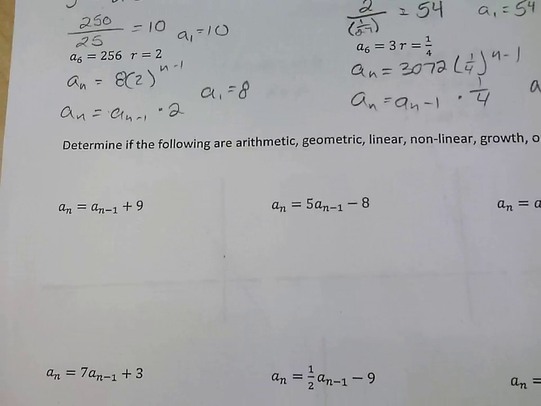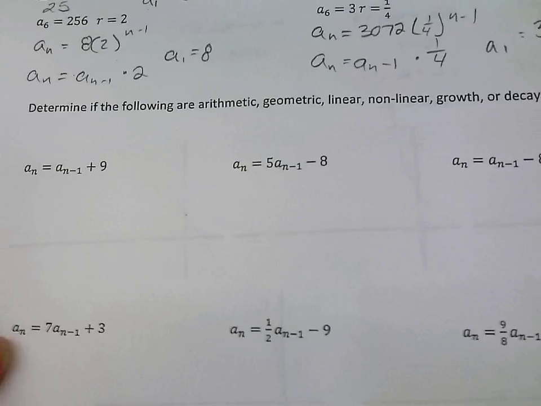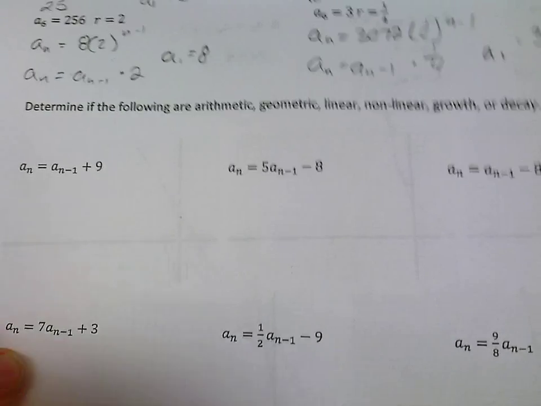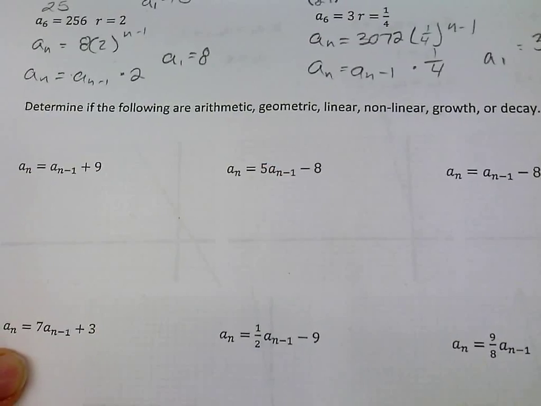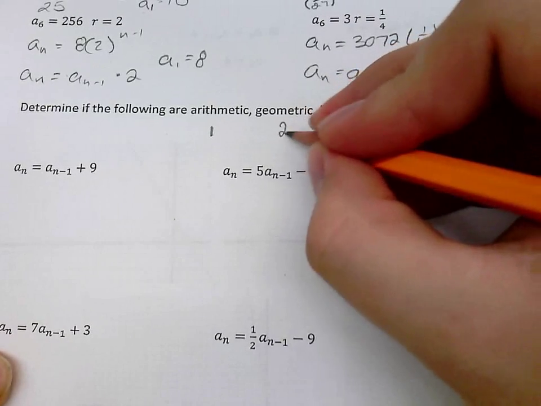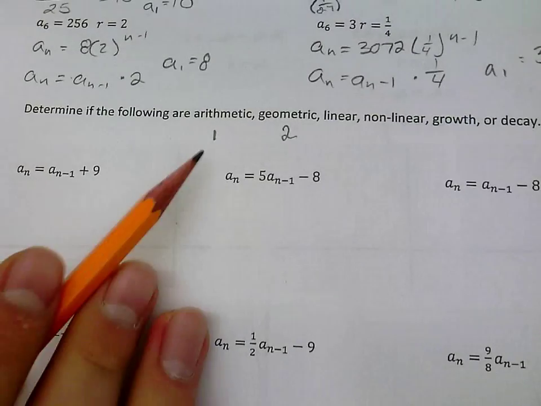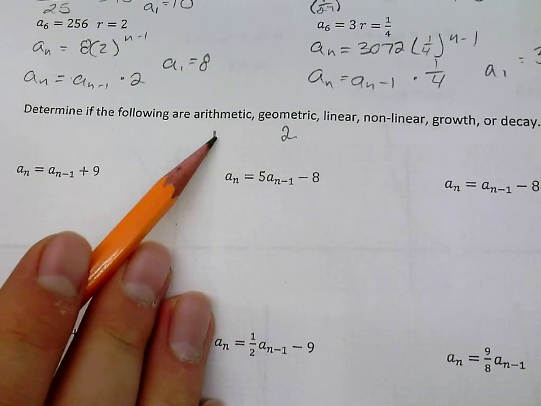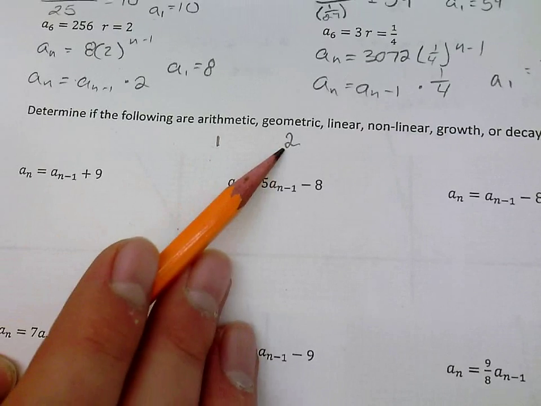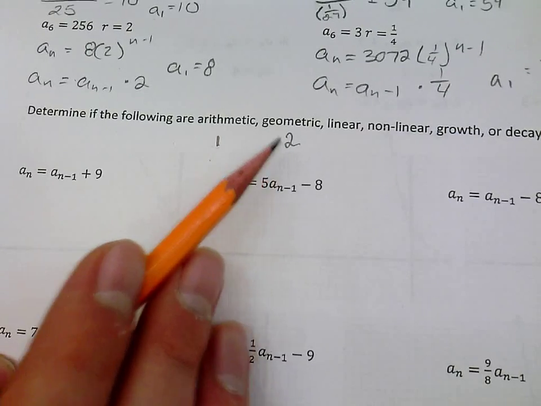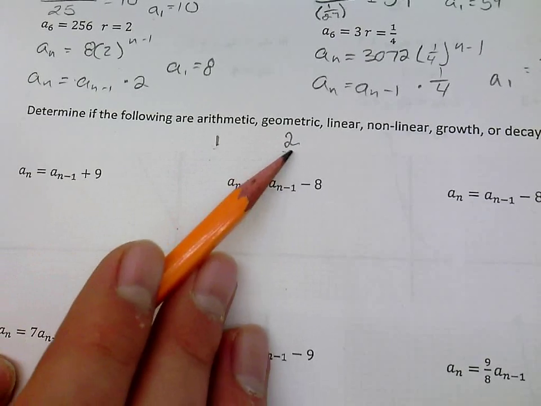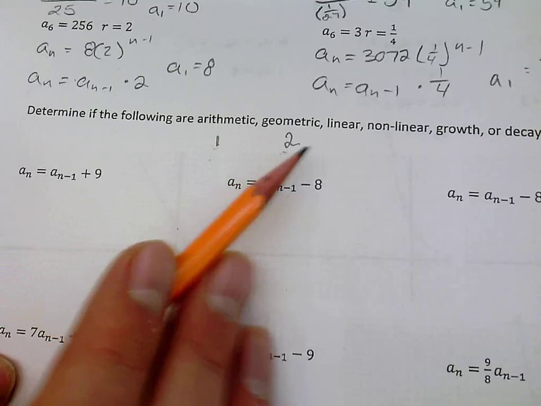Okay, now, this next part is actually easier than you think because things have groups. So essentially, I'm going to put a 1, meaning arithmetic. I'm going to put a 2, meaning geometric. It's arithmetic if the only thing you're doing is adding or subtracting. It's geometric if you're multiplying whatsoever.